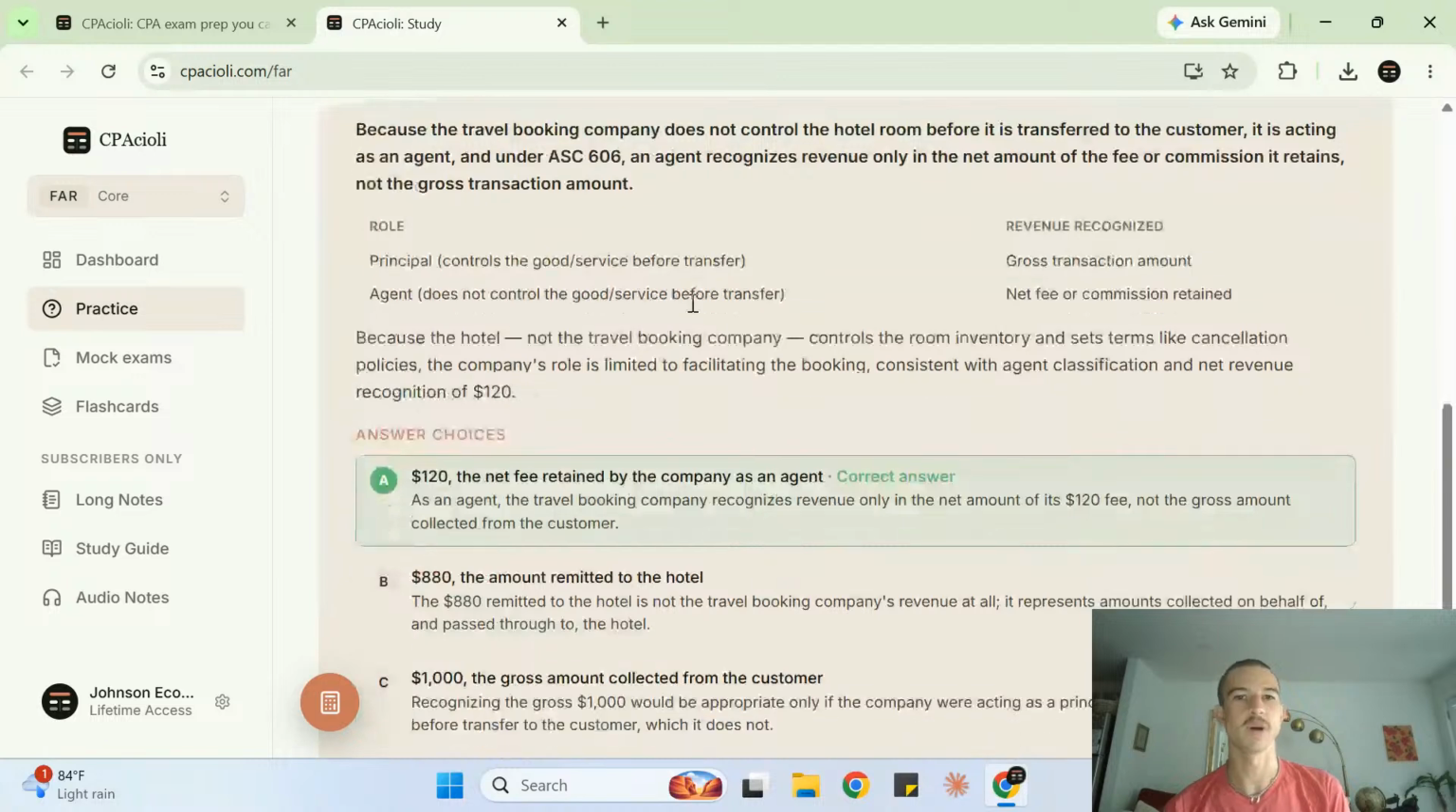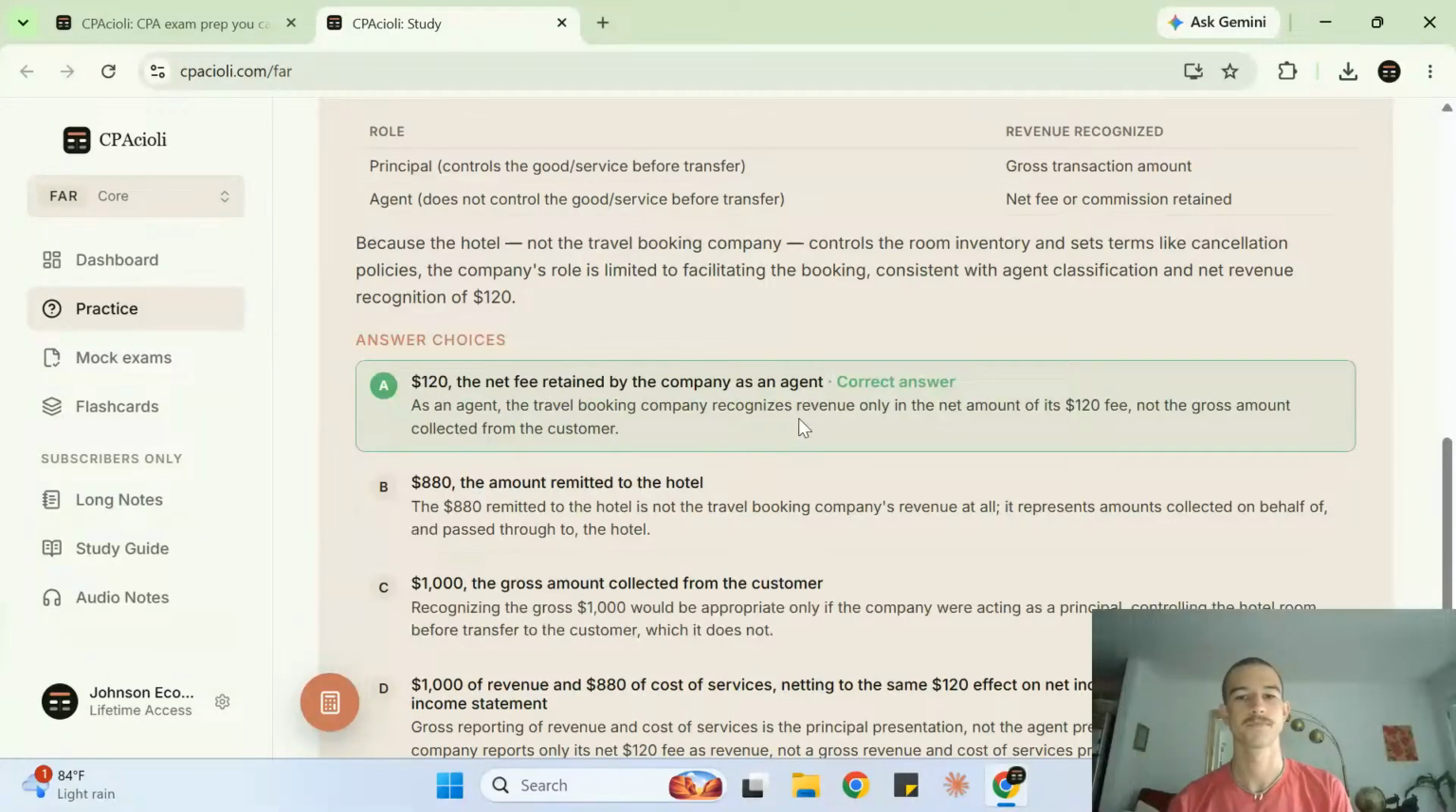Because the travel booking company does not control the hotel room before it's transferred to the customer, it is acting as an agent. An agent recognizes revenue only in the net amount of the fee or commission it retains, not the gross transaction amount. So only the fee it receives, so 120.